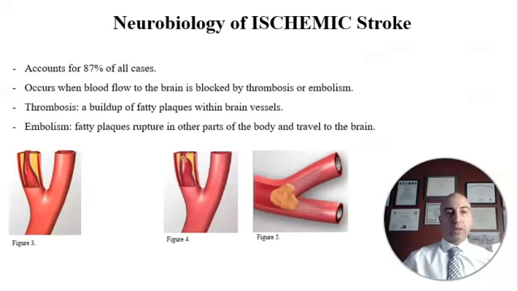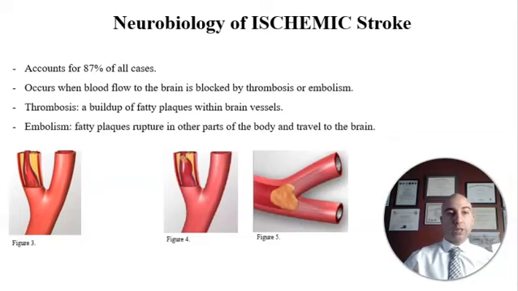Let's talk about the neurobiology of stroke. Ischemic stroke accounts for 87% of all stroke cases. It occurs when blood flow to the brain is blocked. This blockage can happen due to thrombosis or embolisms. Thrombosis is a buildup of fatty plaque within the brain vessels. Embolisms happen when fatty plaques rupture in other parts of the body and travel to the brain.